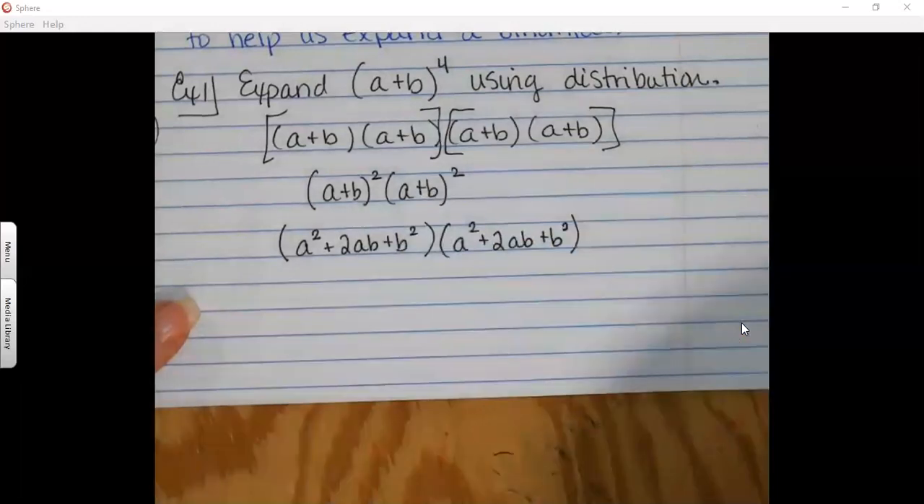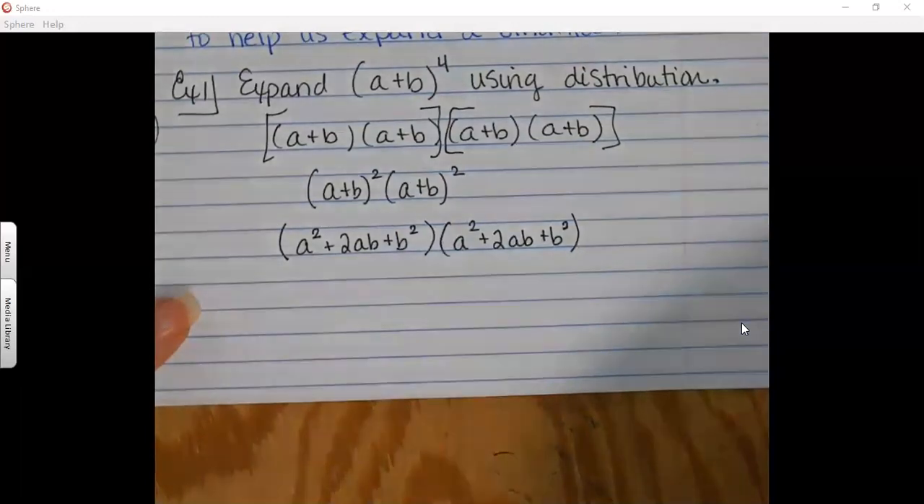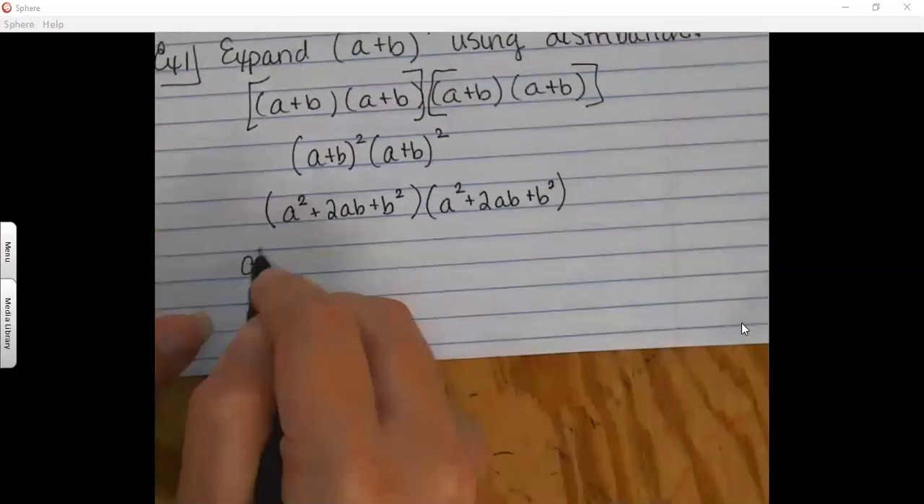Now we got to multiply all of that out, okay? So I can either distribute or I can do my box method. I'm going to do the box method. It doesn't matter. We'll get the same thing. I just feel like the box method really helps to keep it all organized.